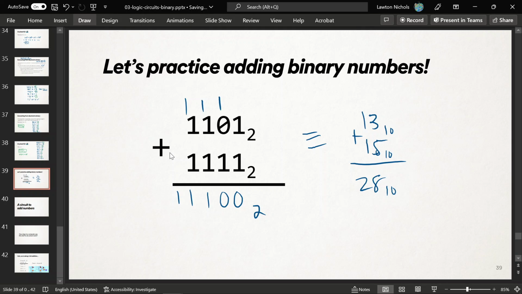So that's how you add binary numbers. You just have to carry a lot sooner. But it's very simple because the answer is either 1 or 0 at the end. And you carry as much as you need to. Any questions about that?